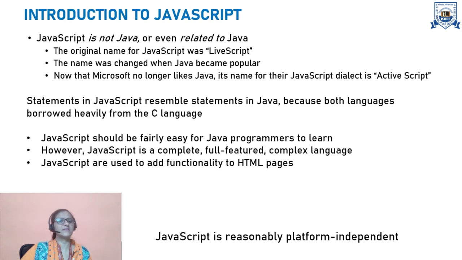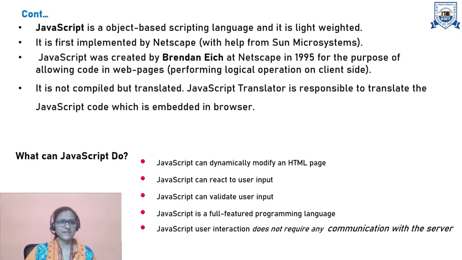The statements in JavaScript resemble the statements in Java because both languages borrowed heavily from the C language. JavaScript should be fairly easy for Java programmers to learn. However, JavaScript is a complete, full-featured, complex language. JavaScript is used to add functionality to our web pages. It is platform independent.